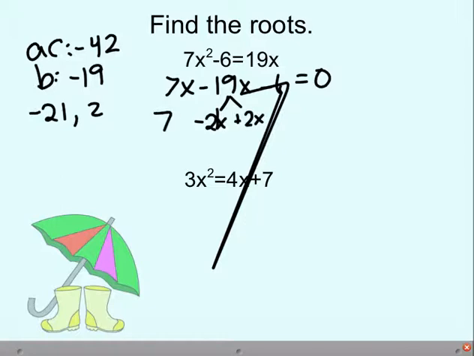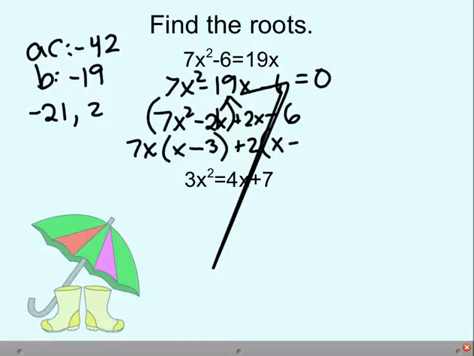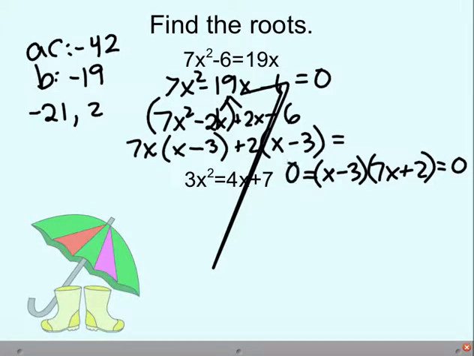And we have our other parts here, 7x squared, and we have -6, which means we now can factor by grouping. For the first group, I can factor out a 7x, so we have an x minus 3, and for the second part I can factor out a 2, so we end up with an x minus 3, which is good because that x minus 3 is in common. So we can say our factorization is x minus 3 times 7x plus 2.